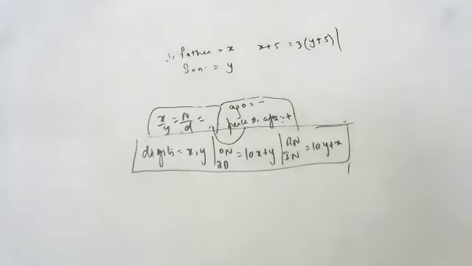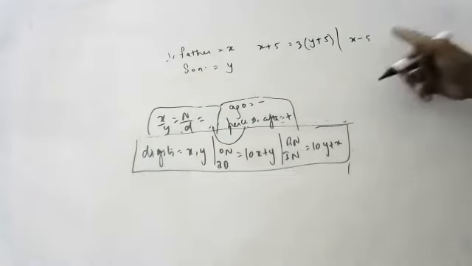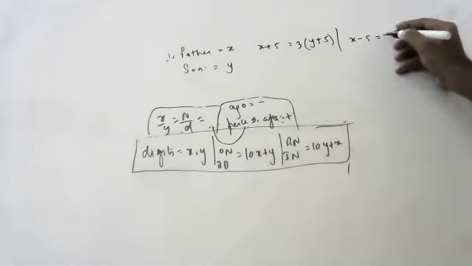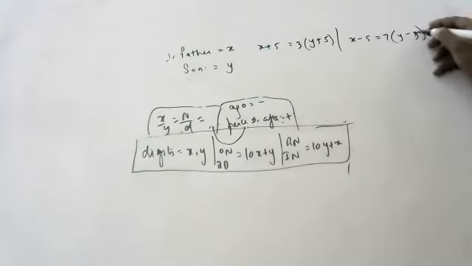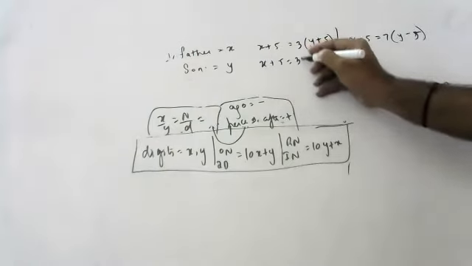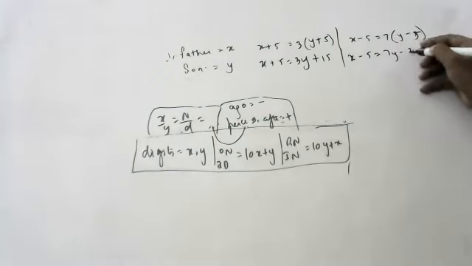5 years ago, for both of them minus 5, minus 5. Don't forget, children. Father was 7 times. So what do you get? x plus 5 is equal to 3y plus 15. x minus 5 is equal to 7y minus 35.